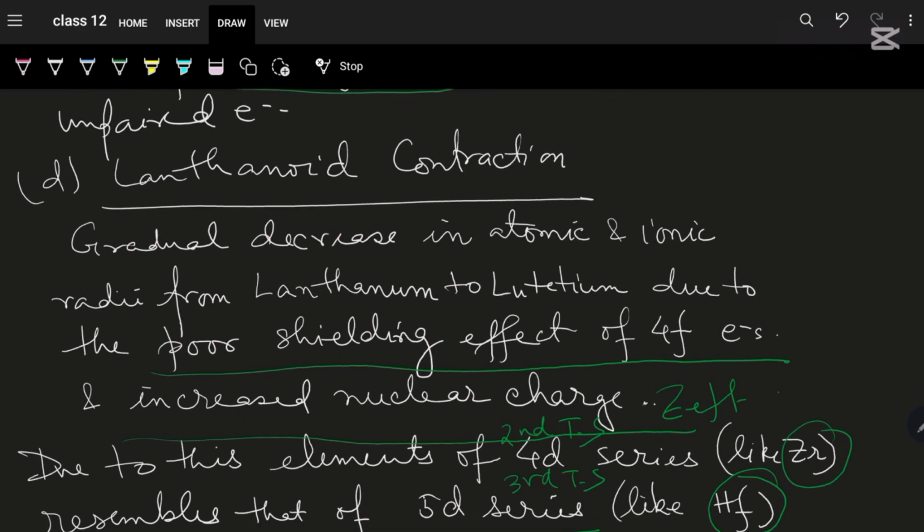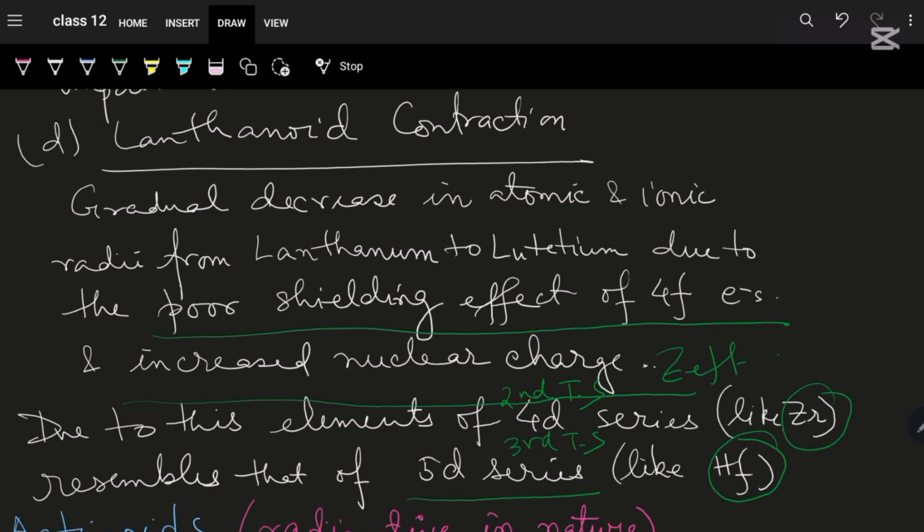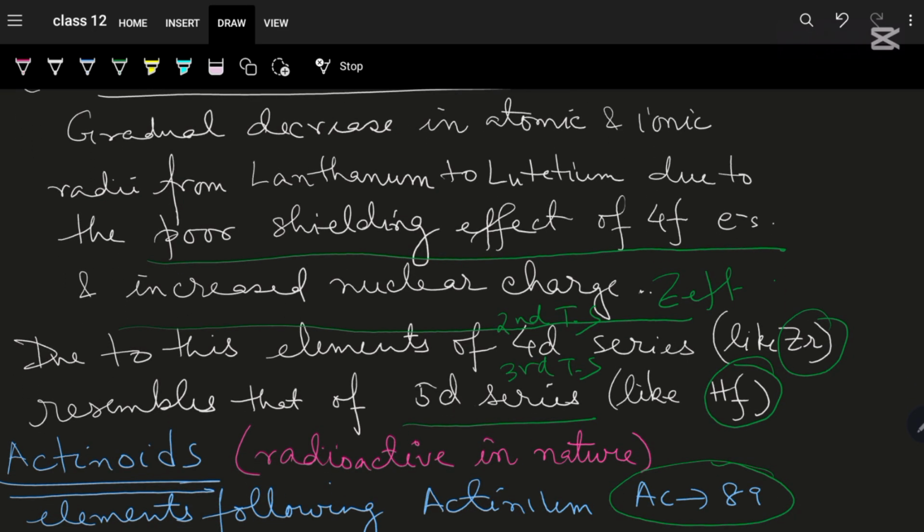Next, lanthanoid contraction, which I was just saying that I will be shortly discussing. It is a contraction, that is decrease in the atomic and ionic radii from lanthanum to lutetium. That is the lanthanoid series. Why is it so? It is due to the poor shielding or screening effect of the 4f electrons.